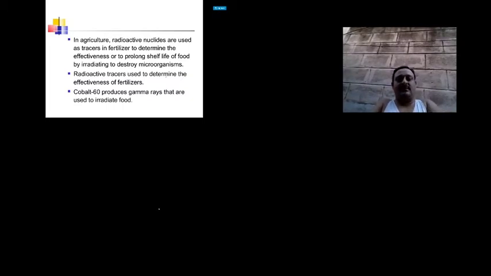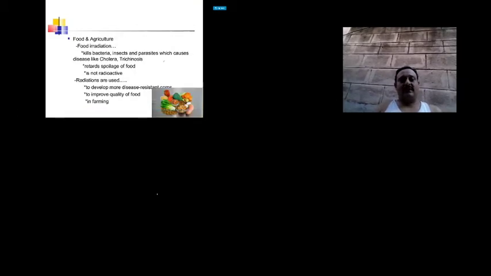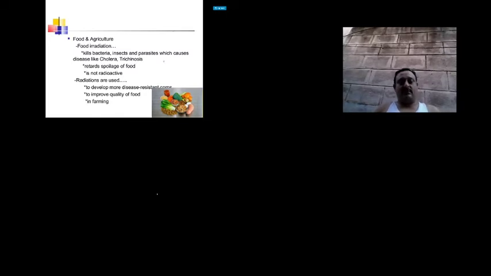Cobalt-60 is another one of the main applications. It is used not only in plant science but also in the medical field. The cobalt-60 isotope produces gamma rays that are used to irradiate food. In agriculture, food irradiation kills bacteria, insects and parasites. It can also help prevent diseases like cholera and trichinosis, and it prevents the spoilage of food. Radiation is also used to develop more resistant crops and improve the quality of food in farming.